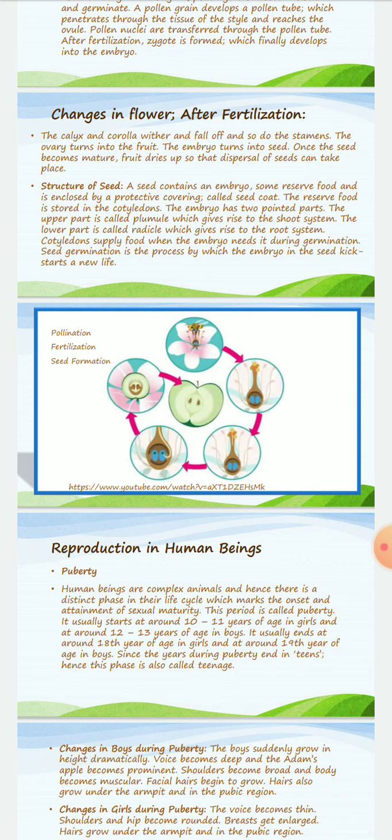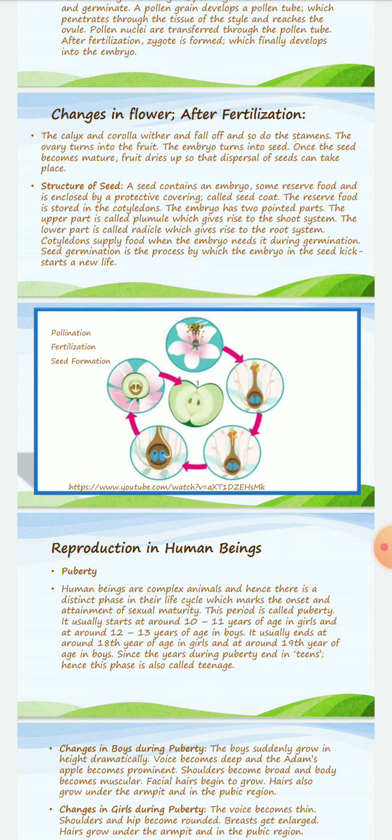So what happens basically is the structure of the seed we have discussed. It is covered by a seed coat, a hard layer. It has some reserve food and an embryo. The reserve food is stored in the cotyledons, and the embryo has two pointed parts.